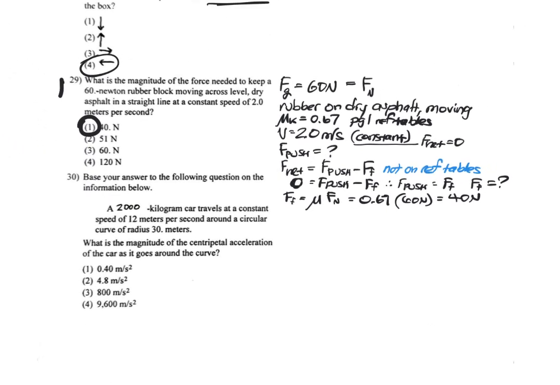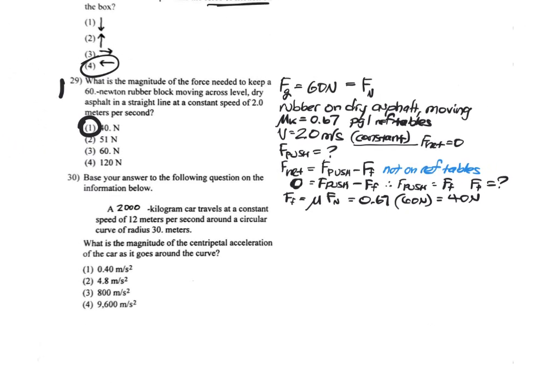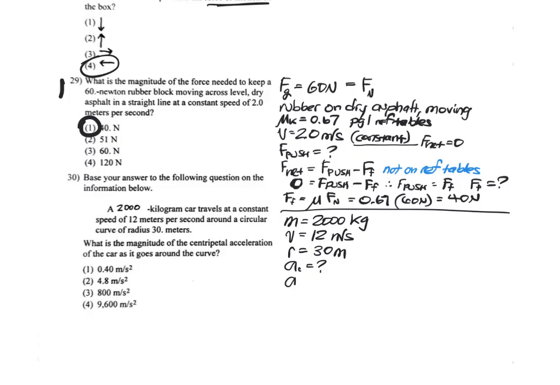Okay, so 30, talking about centripetal acceleration. So now we're into circles. For 30, they give us the mass of the car, they give us its speed and its radius, and they want the centripetal acceleration.